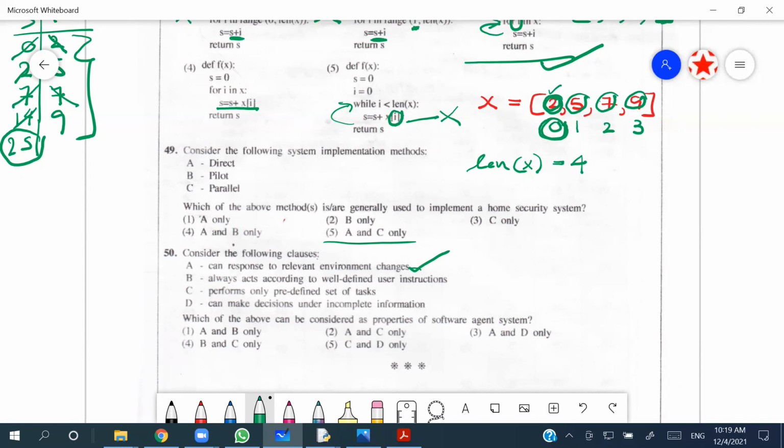No. User instructions are given, but not to do the work, but to say how to perform. So they will be placed in a dynamic environment. So the environment changes, and they act accordingly. So it's not well-defined guidelines or instructions. Instructions are given, but to think or to behave like an AI, right? So because of that, this cannot be taken as a correct one. Performs only a predefined set of tasks? No.